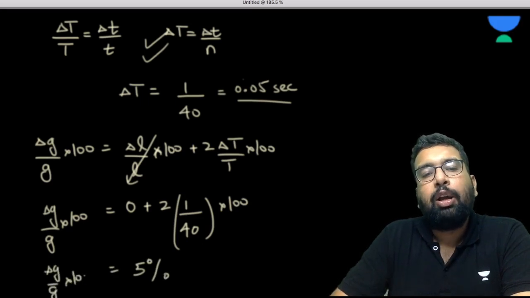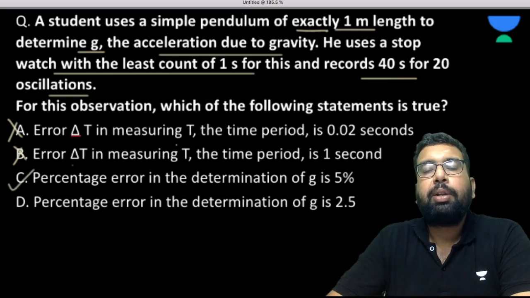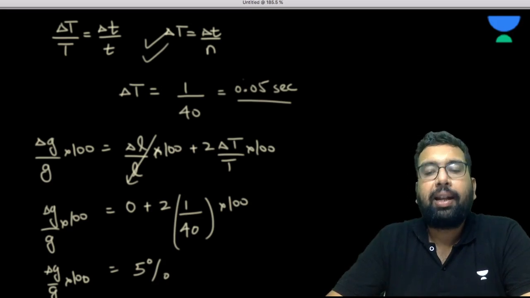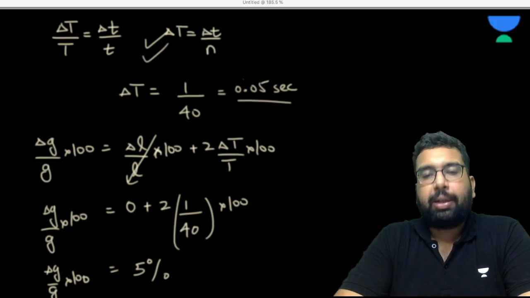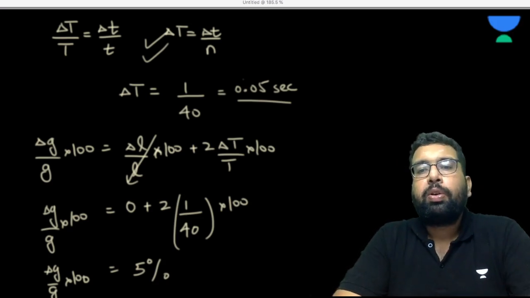So basically, what is the error in the determination of g? The error is 5%. Now let's try one more question.